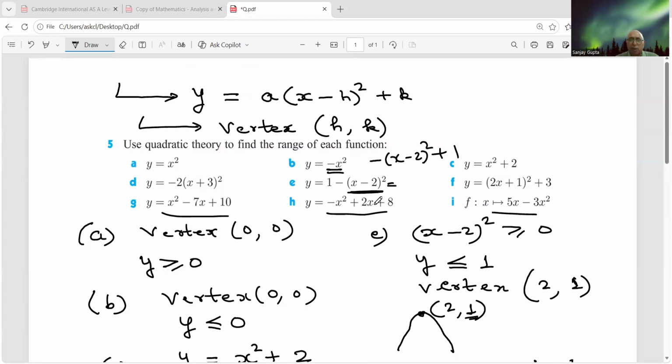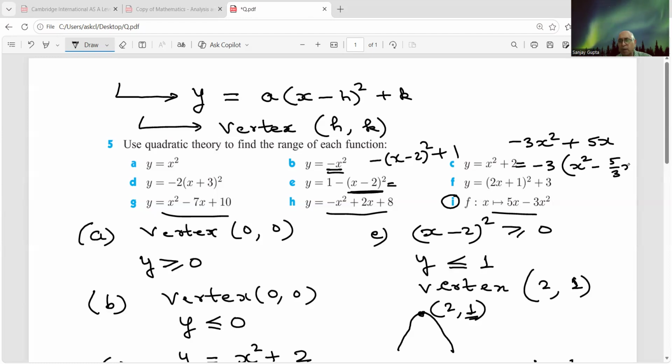Let's do h. So if I look at h, or let me do maybe I, let's do I, because the coefficient of x square is not just 1, it's minus 3. So if I do I part, then it's going to be minus 3x squared plus 5x, for which negative 3 can be factored out, and we'll be left with x squared minus 5 over 3 x. Remember, we have to get plus 5x. So minus 5 by 3 x into minus 3 would make it plus 5x.